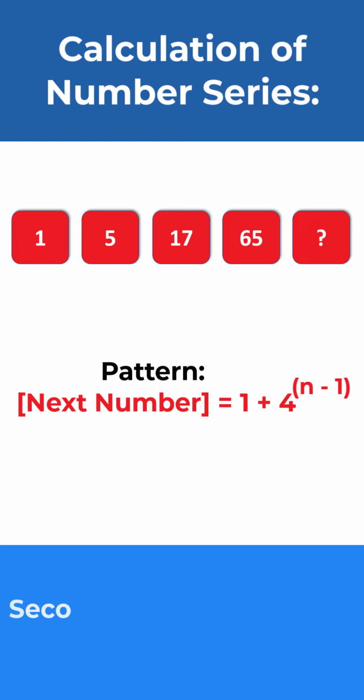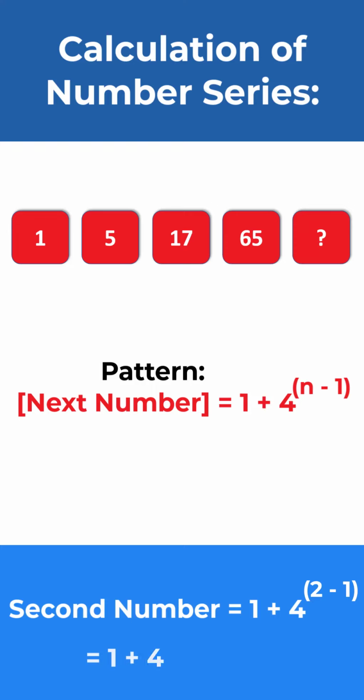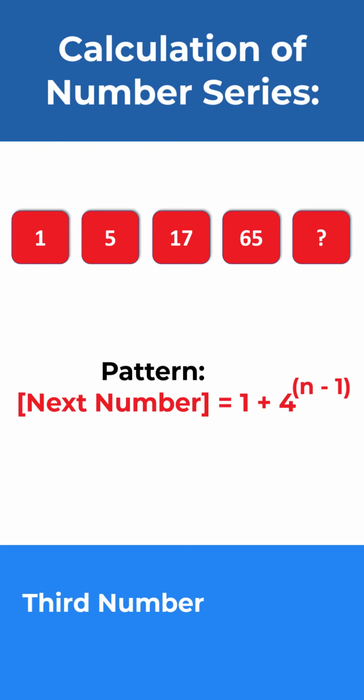The second number is calculated as 1 plus 4 to the power of (2 minus 1), which is the equivalent of 1 plus 4 and equals 5. The third number is calculated as 1 plus 4 to the power of (3 minus 1), which is 1 plus 4 to the power of 2, which is 16, which equals 17.